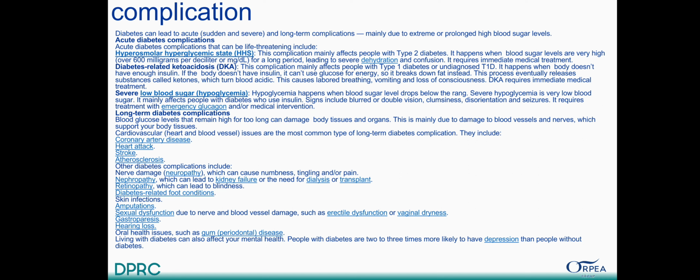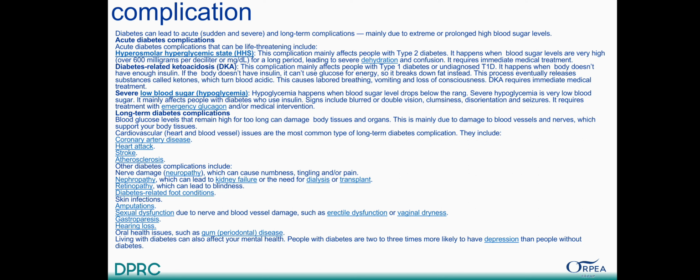Signs of hypoglycemia are blurred or double vision, clumsiness, disorientation, and seizure. And absolutely, it's a medical emergency also, and it needs urgent treatment, either with emergency glucagon or medical intervention.